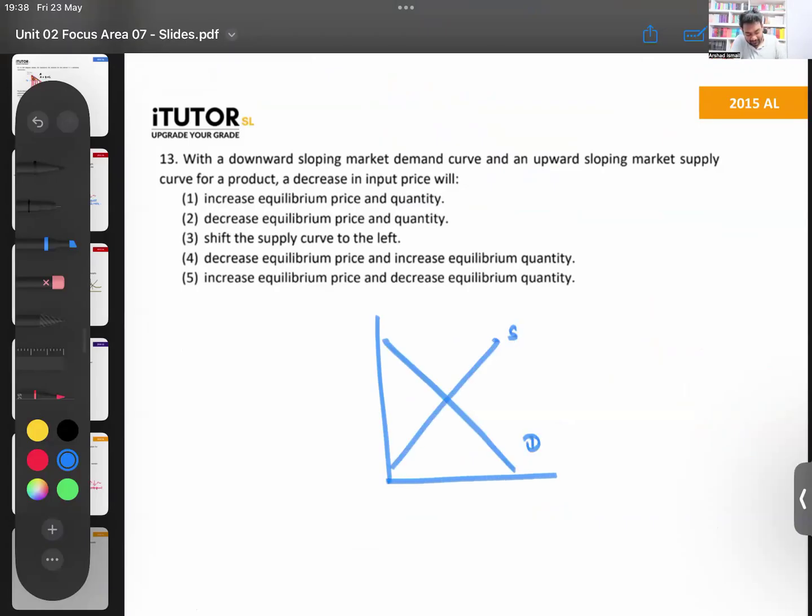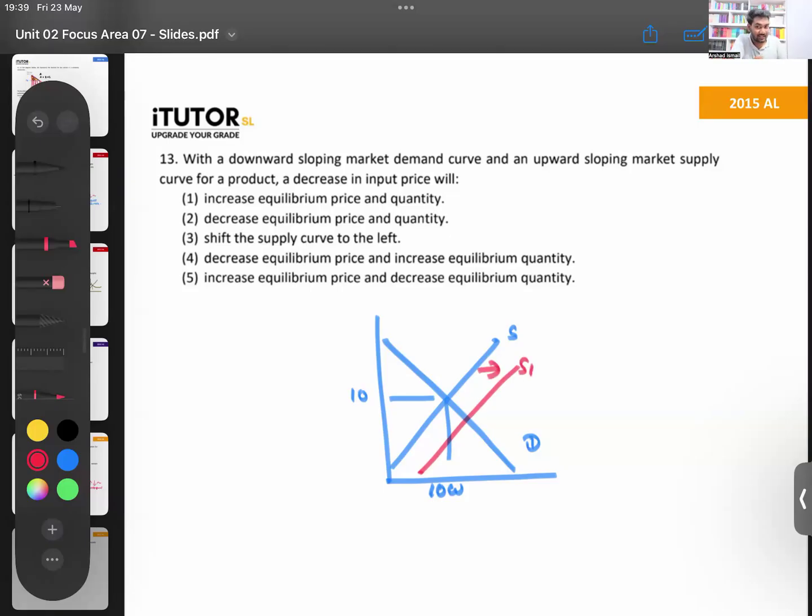First, tell me, if there is a decrease in input prices, which curve gets affected, supply or demand? Input prices affect your cost of production. Your cost of production has come down now. What will happen? Okay, supply. Does it increase or does it decrease? Cost of production comes down, so supply would increase. That's a rightward shift of your supply curve, S1.